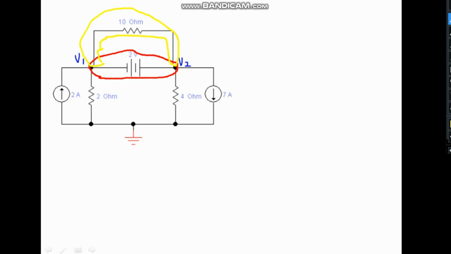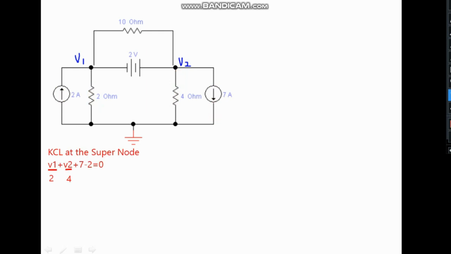So applying KCL at the supernode, we get V2 over 4 plus V1 over 2 minus 2 plus 7 is equal to 0. The resultant equation will be 2V1 plus V2 is equal to minus 20. If we apply KVL at the supernode, we get minus V1 minus 2 volts plus V2 is equal to 0.